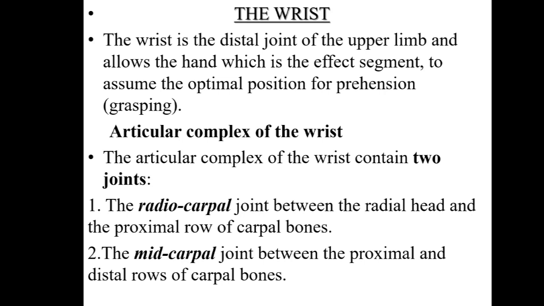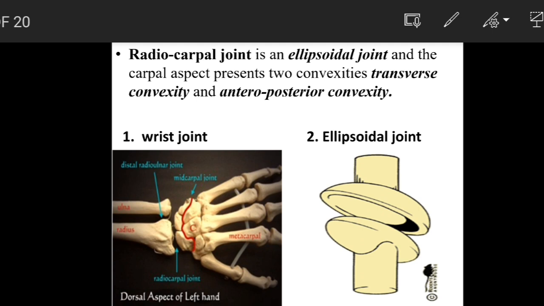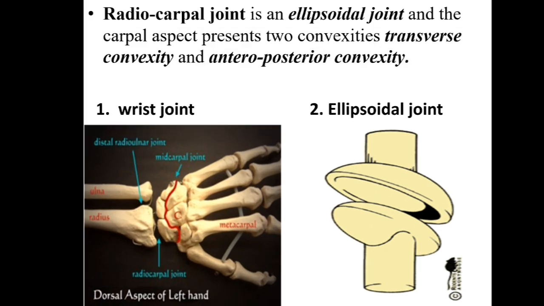The articular complex of the wrist contains two joints: the radiocarpal joint, between the radial head and the proximal row of carpal bones, and the midcarpal joint, between the proximal and distal rows of the carpal bones. The radiocarpal joint is an ellipsoidal joint, and the carpal aspect presents two convexities, transverse convexity and antero-posterior convexity. First we have the wrist joint and second the ellipsoidal joint, as shown in these two figures.